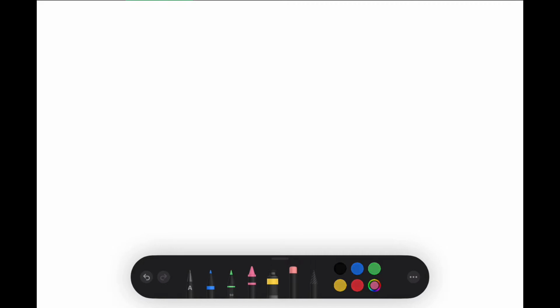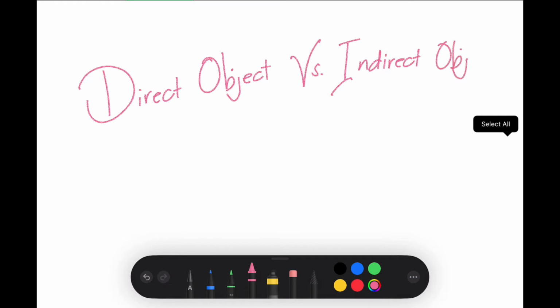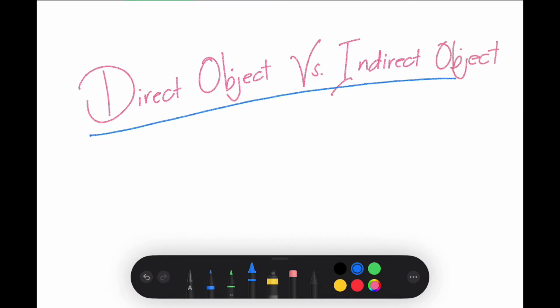Welcome back to BBAI TV, and today we're going to talk about direct object and indirect object. I placed a versus there because we're going to compare the direct object and the indirect object today. Okay, so direct object versus indirect object.